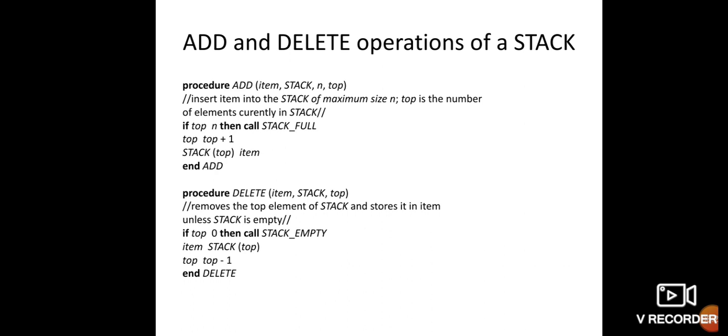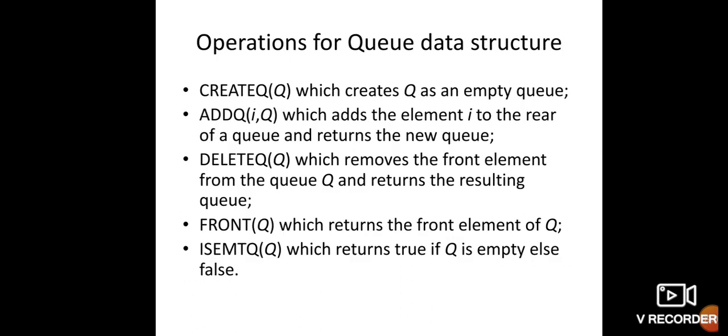The next one is delete. Delete is actually the same thing. Here, if top is equal to 0, that is the underflow condition. In the underflow condition, top equal to 0 means there is no element, the stack is empty. If the stack is empty, you cannot delete any further. So if the condition fails, it comes down, the topmost element is deleted, and then it decrements top by 1 so that it comes to the previous one. So this is the add and delete operations of a stack.